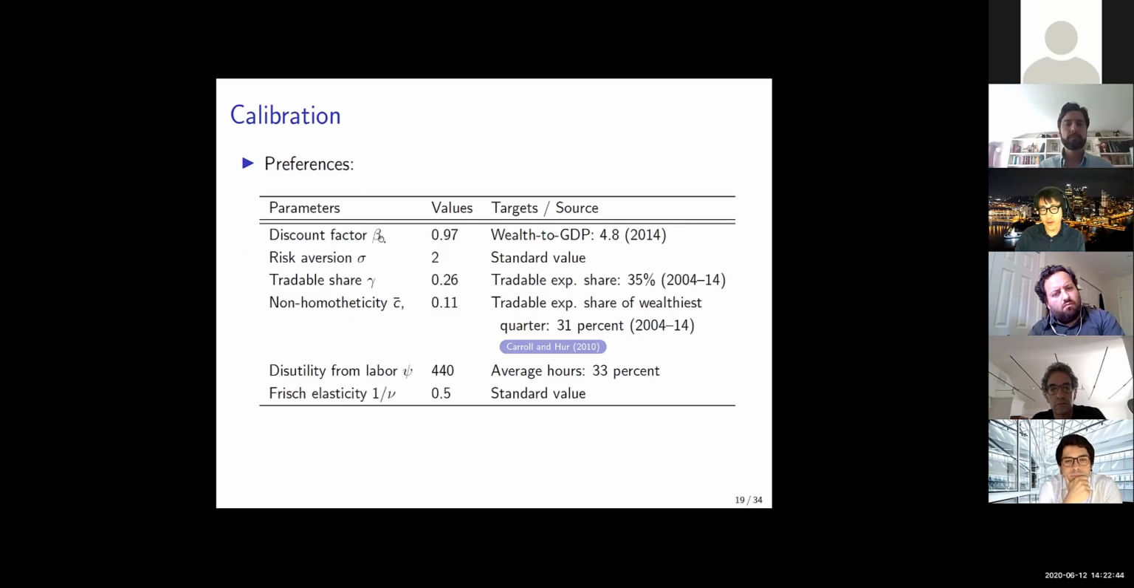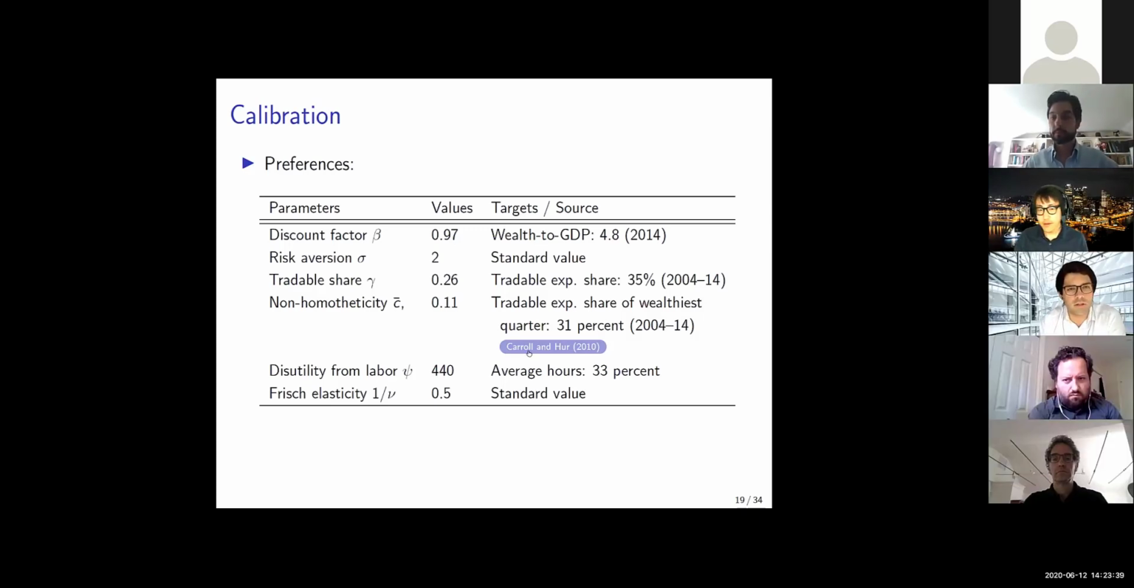Most of these things are standard, except, if you haven't seen these Aiyagari type models in a while, we have to calibrate the discount factor so that we have households saving the right amount of capital, and so we're going to target the wealth to GDP ratio, which is close to 5. And then we have these non-homothetic preferences. So we'll have the gamma, which governs the tradable expenditure share, which is about 35% in the U.S. And then to pin down this non-homotheticity parameter, we'll just use variation across the wealth distribution. I had mentioned before that poor households spend more of their expenditures on tradable goods. So we'll just use one moment, which is looking at the wealthiest quarter, which spends 31% as opposed to, on average, 35%.